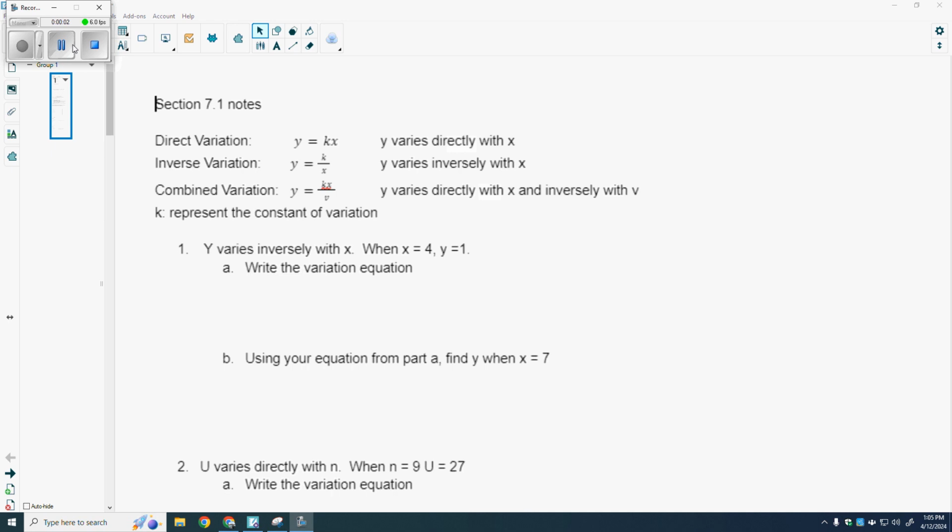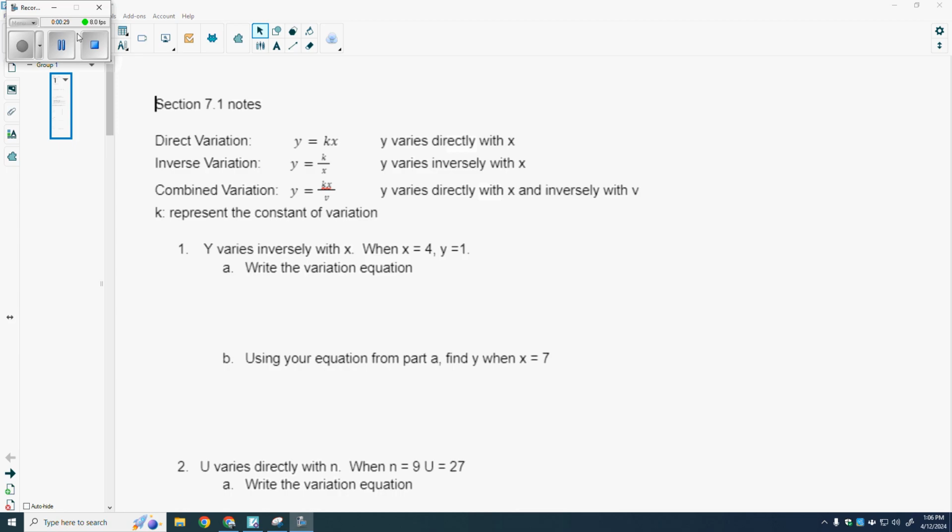All right, plan for this recording is to talk through the 7.1 notes. We're going to do two different sections, 7.1 and 7.2. 7.1 is pretty straightforward, pretty short. 7.2, not so much. 7.2 is going to be where we spend most of our time today. So let's get rolling.